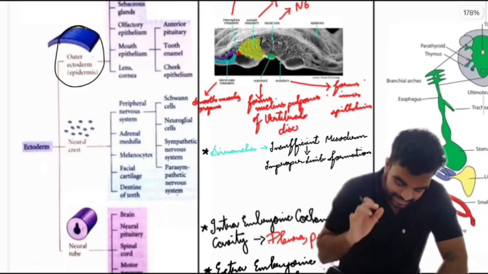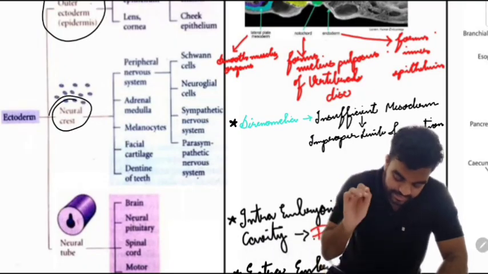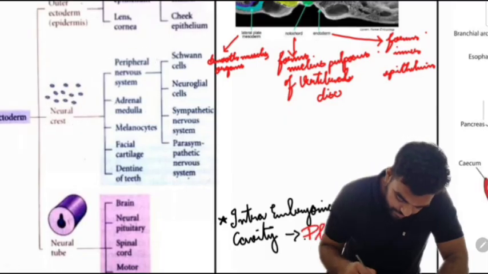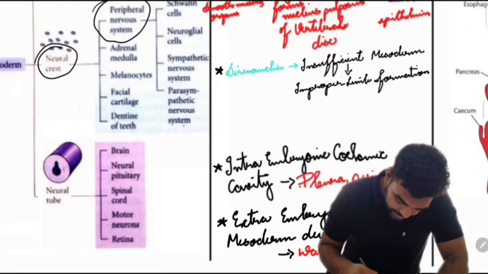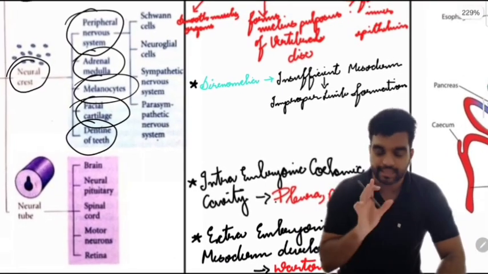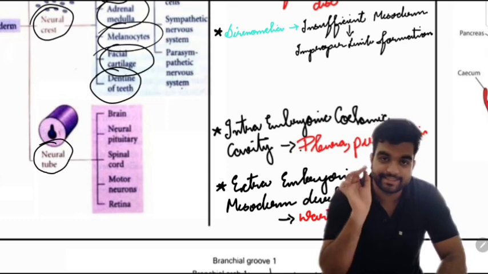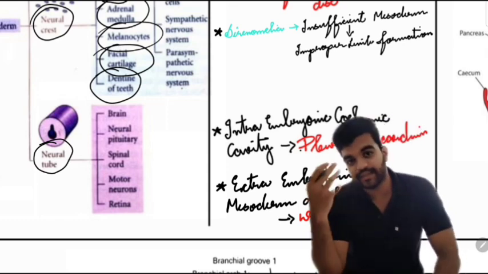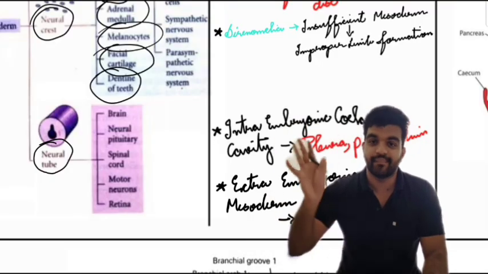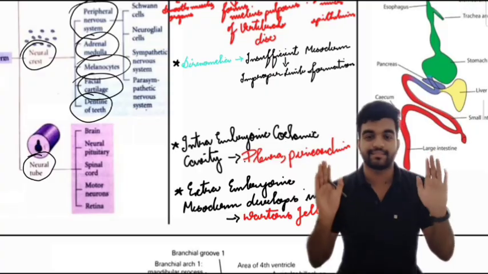What else? As I told you, the most important part in ectoderm is neural crest cells, because this is what forms the peripheral nervous system, adrenal medulla, melanocytes, facial cartilage, dentine of the teeth. This is very important with regards to ectoderm. Other than that, ectoderm will go and form the CNS from the neural tube. I'll discuss neural tube formation when we are discussing CNS embryology. But here, all you need to know is about gastrulation, germ cell formation, basics of embryology, that's it.